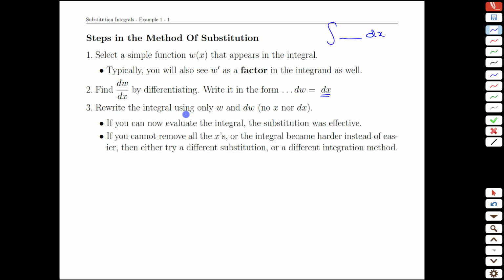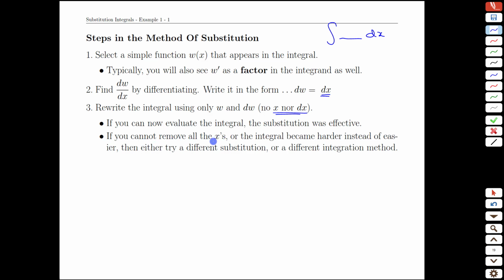Last but not least, we rewrite the integral with only w's and dw's, making sure there are no x's left over. You can't mix your variables for integrals, just like you cannot mix variables for derivatives. And if you've done the right step or have made a wise choice, you should be able to evaluate the integral. And that means the substitution was effective. Do the integral, work your way back.